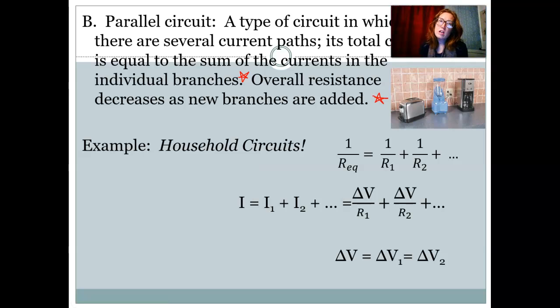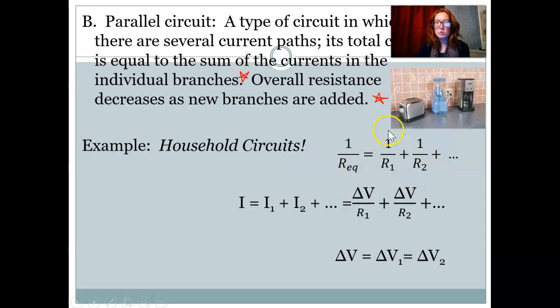These offer electrons choices of which path they want to take. So this is the most common design in circuits you're going to come across in everyday life, because this is how your house is wired. The toaster, the blender, and the coffee pot in this picture, they are in parallel with each other. You don't have to have the toaster on to have the blender on.